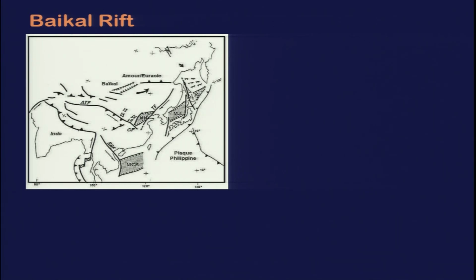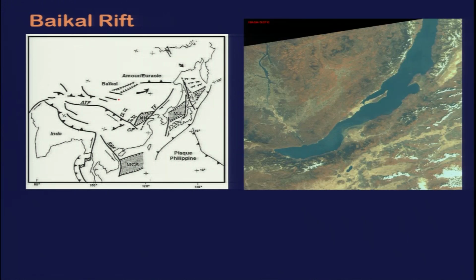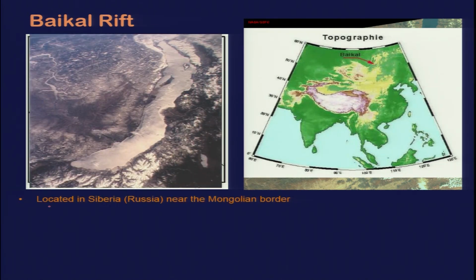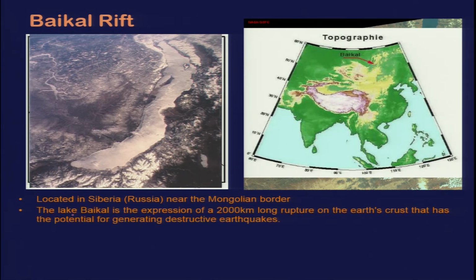Then Baikal rift, okay. You have further in the Eurasian side over here, and this rift is well evident by the Baikal lake. Okay. So it is located in Siberia, Russia, near the Mongolian border. The lake Baikal is the expression of a 2000 kilometer long rupture on Earth crust that has the potential for triggering destructive earthquake.